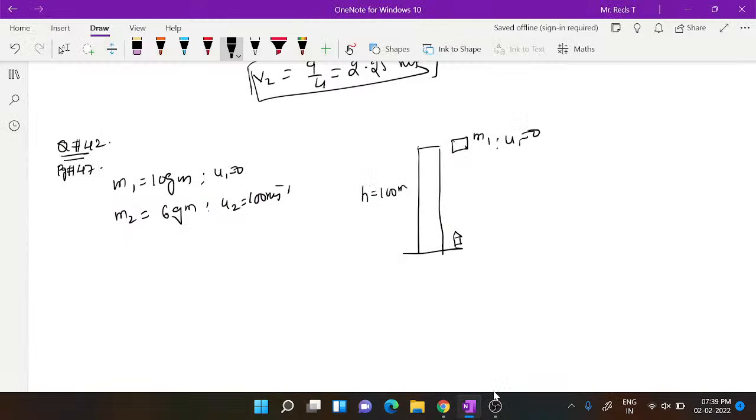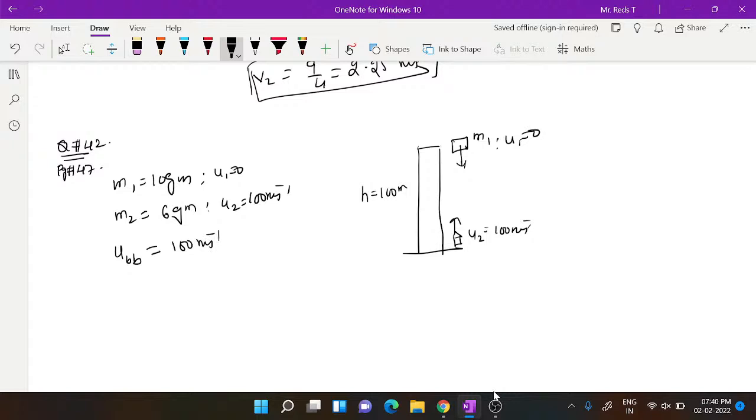So a 6-gram bullet is fired up with the initial velocity of 100 meters per second simultaneously, meaning the moment the block is dropped, at that same time the bullet is projected upwards. So if you observe the block from the bullet, even though it is released from rest, it appears to be moving downward with the same speed, because the relative velocity when they are moving in opposite directions is equal to the sum of the velocities. So u1 plus u2, 0 plus 100, so it appears to be moving with 100 meter per second down. The velocity of block with respect to bullet is 100 meter per second.